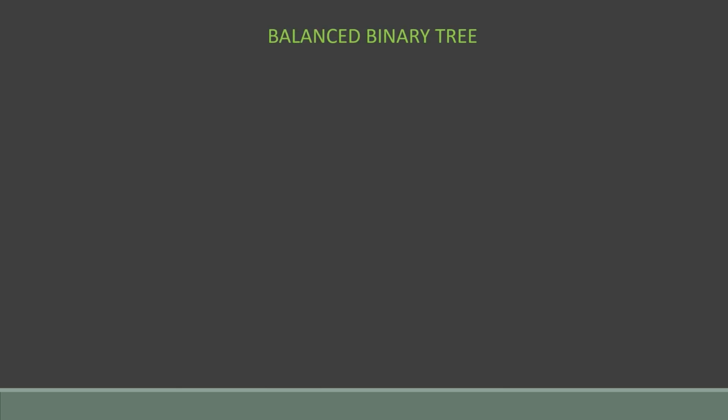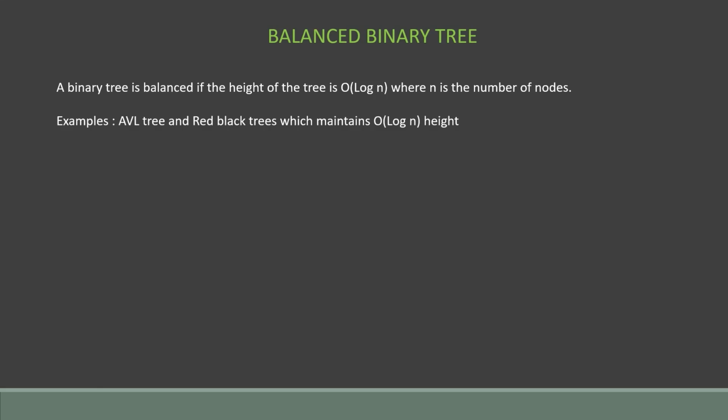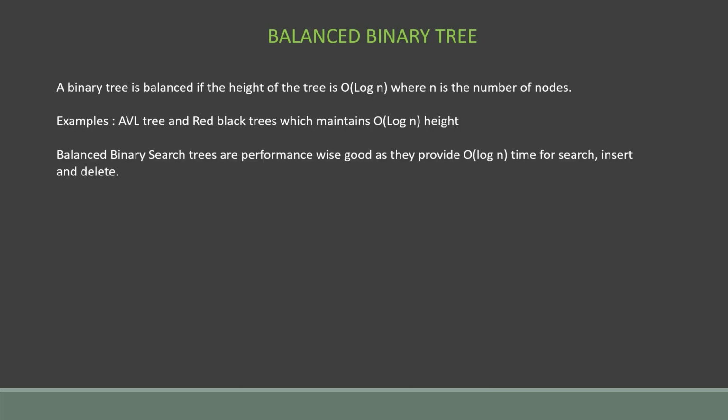Let's see what is a balanced binary tree. A binary tree is balanced if the height of the tree is O(log n), where n is the number of nodes. There are two popular examples, AVL trees and red black trees, which maintain O(log n) height. We'll see both the trees in the upcoming videos.